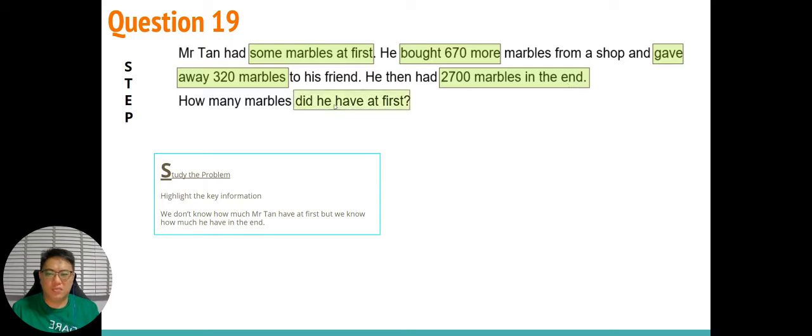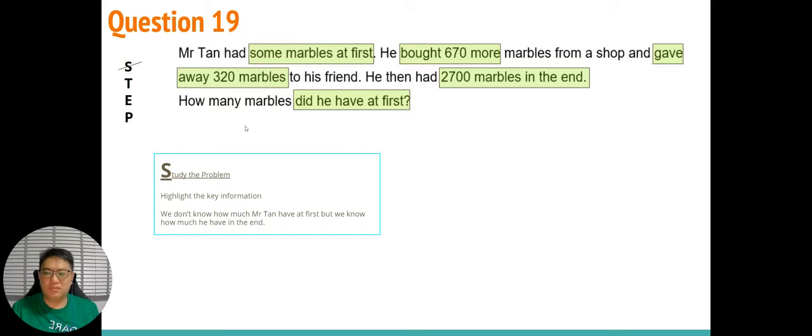The question asks, how many marbles did he have at first? So they're asking, what is this, some marbles at first? Okay, so this is what we know. We don't know how much he had at first, but we know how much he had at the end. So this is the study the problem. So you strike off the S after you're done.